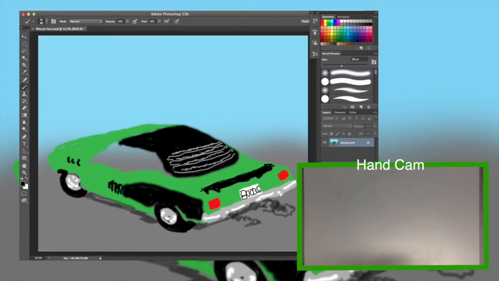Yeah, that's true. What do you need? Maybe bring the opacity back up to 100. Okay. And then the flow back up to 100.